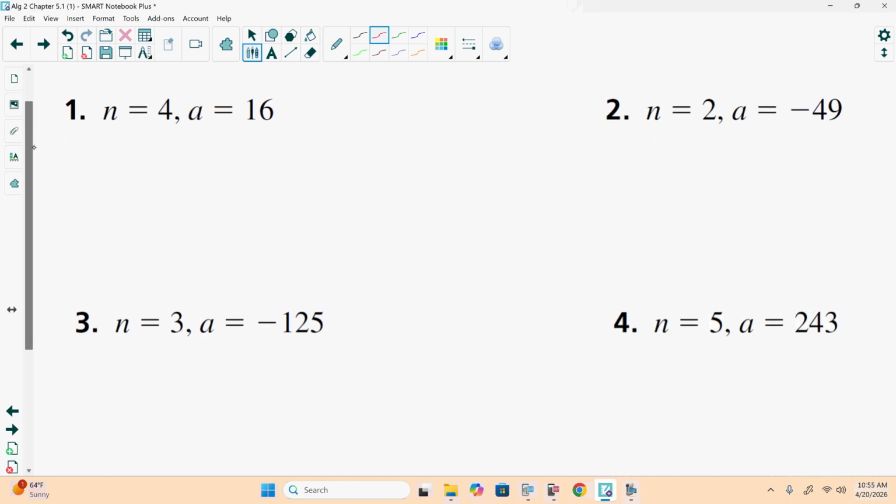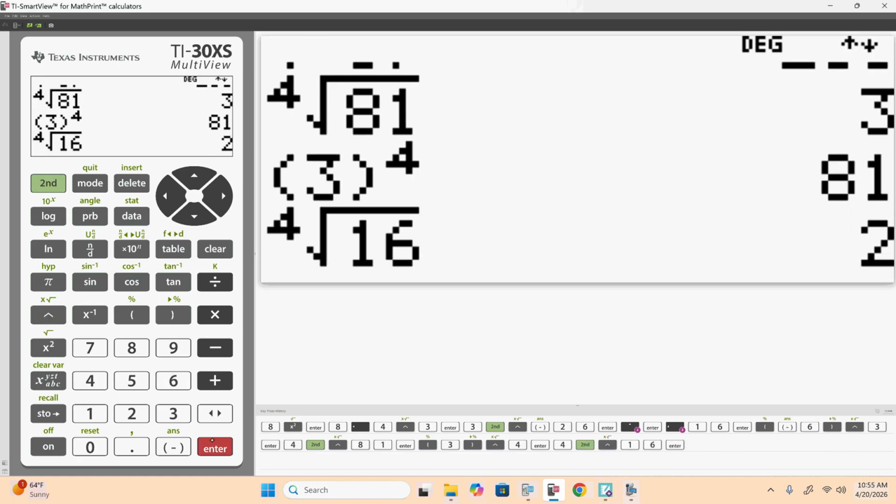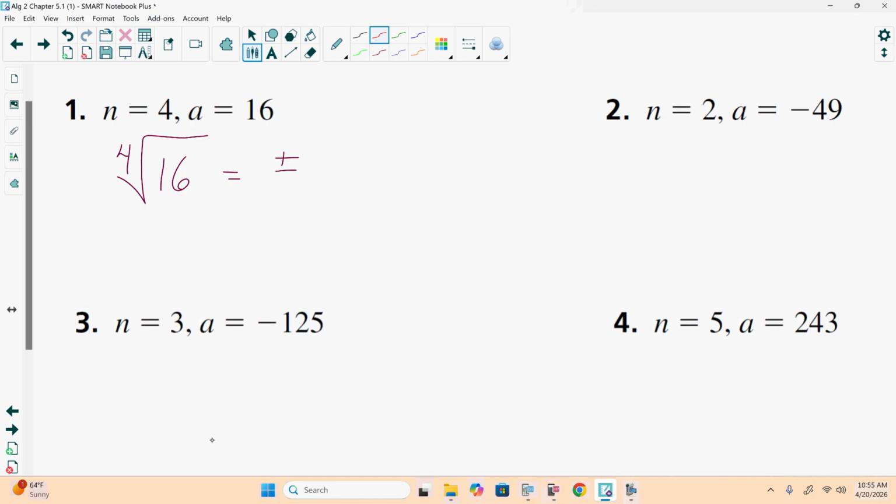N is equal to 4, A is equal to 16. So our nth root of A would be the fourth root of 16. What times itself 4 times would be 16? 2. Now, since we do have an even root, we do have two cases, because whatever this root is could be positive or negative. And then at this point, we can go 4 root of 16 is 2, telling us that the fourth root of 16 is positive or negative 2.